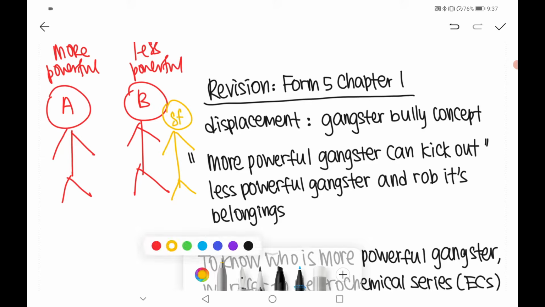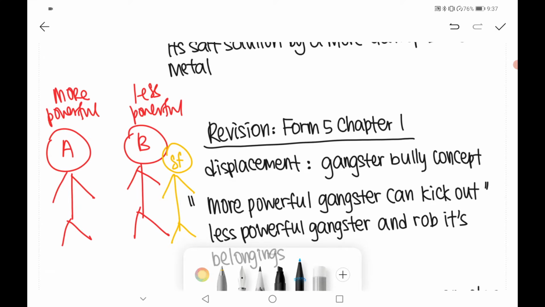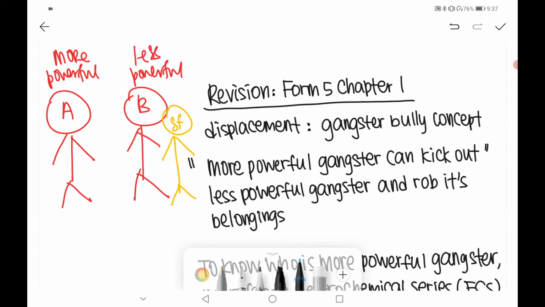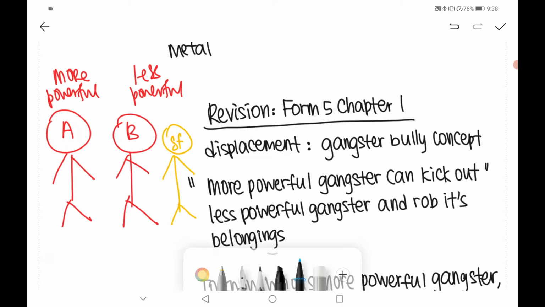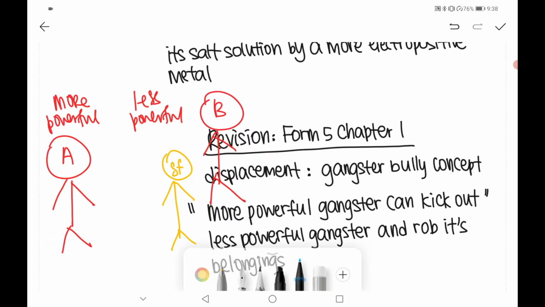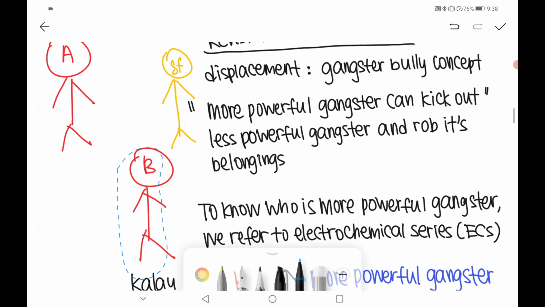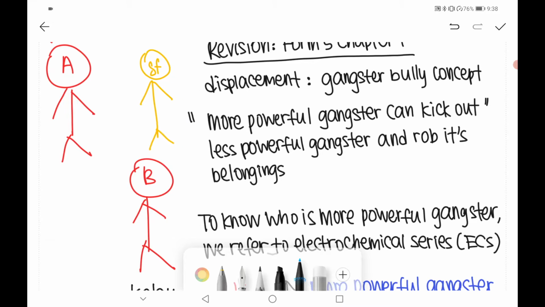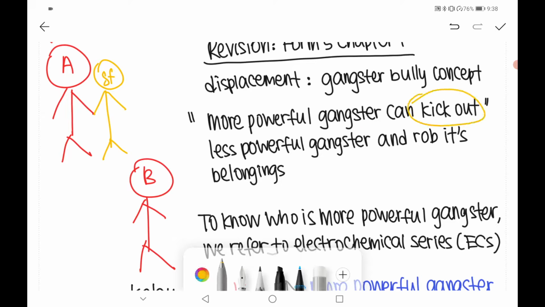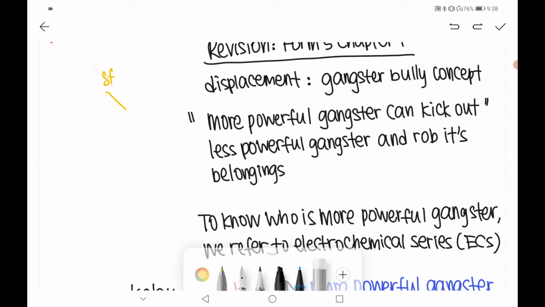So what is the idea here? If A is more powerful than B, A will kick B away. After A kicks B away, A takes the girlfriend of B. This concept is called displacement. The more powerful gangster kicks out the less powerful one and then robs its belongings. So that is the concept of displacement.